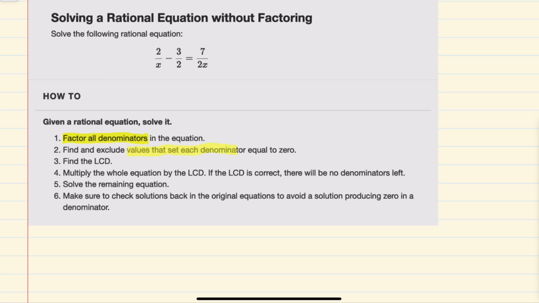denominators, find the values that set the denominator equal to 0, find the lowest common denominator, and use that to multiply the whole equation. This step will remove all of those denominators, finish by solving for the variable, and lastly, check that any solutions avoid producing a 0 in the denominator.